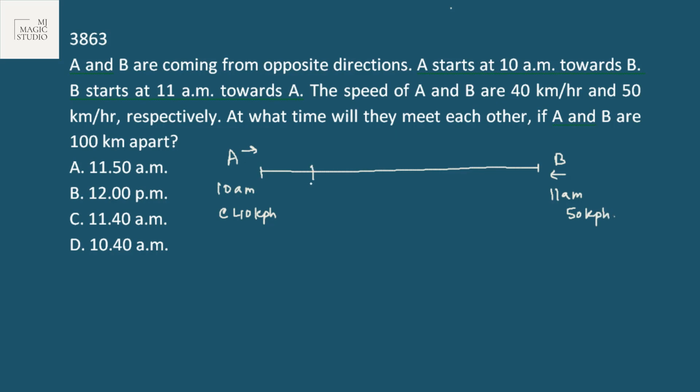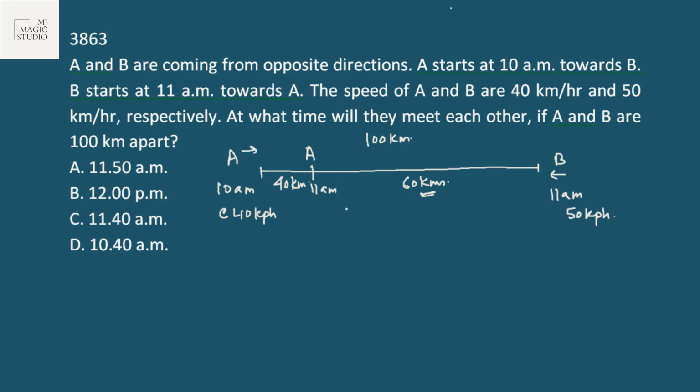That means at 11 a.m., A had already travelled 40 kilometers towards B. At what time will they meet each other if A and B are 100 km apart? The distance between A and B is 100 km. At 11 a.m., the distance between A and B is actually 100 minus 40, that is 60 kilometers only.